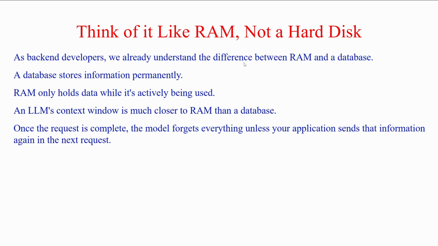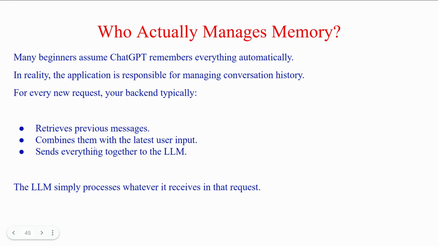As backend developers, we already understand the difference between RAM and a database. A database is permanent storage, but RAM only holds the data while it is being actively used. So the LLM context window is very similar to RAM and not to permanent storage. Once your request is complete, the model forgets unless your application sends the information again.